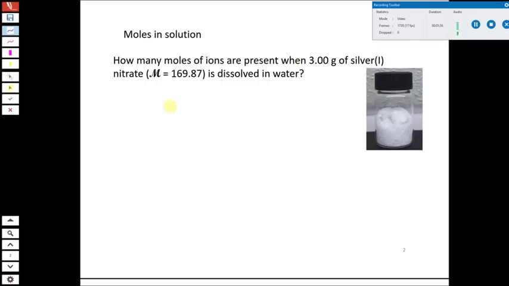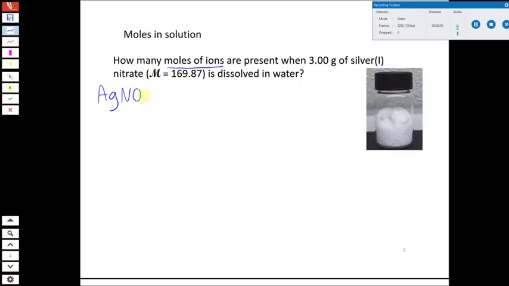So what this first problem is asking us to think about is, if we dissolve 3 grams of silver nitrate into water, how many moles of ions are present? We're going to start talking now about moles of individual ions or total moles of ions, as is the case here. So we have to think about what actually happens if we take solid silver nitrate. As the picture shows, it looks a lot like table salt. It's a white solid ionic compound.